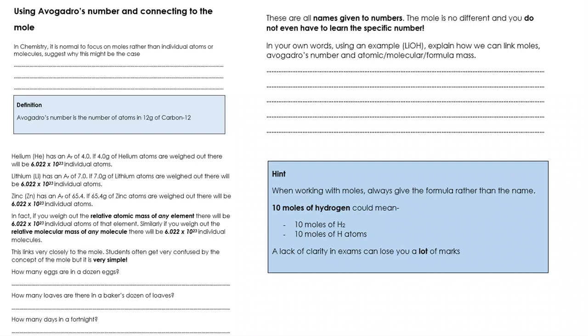And now let's take a look. How many eggs are there in a dozen eggs? Well, there's 12. In a baker's dozen, that's something you might be familiar with, maybe less familiar, but that would be 13 loaves. And how many days in a fortnight? We know that it's 14.